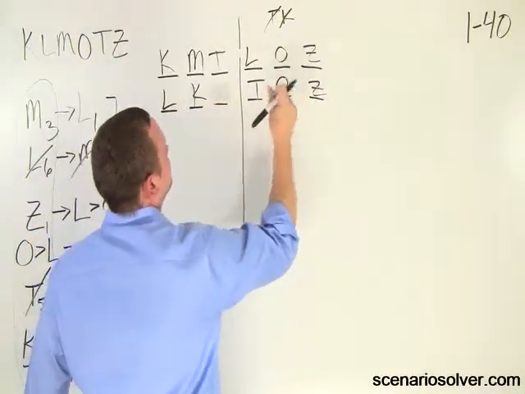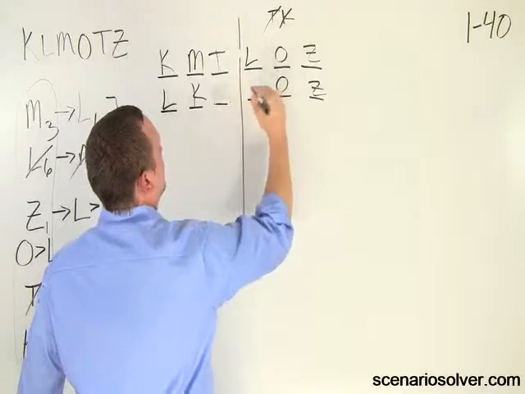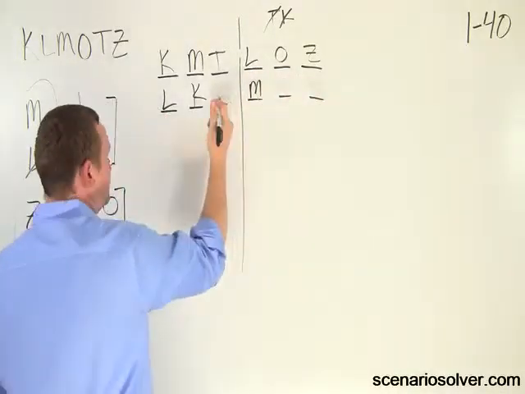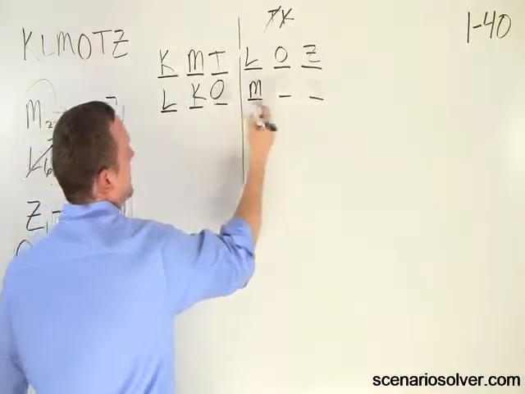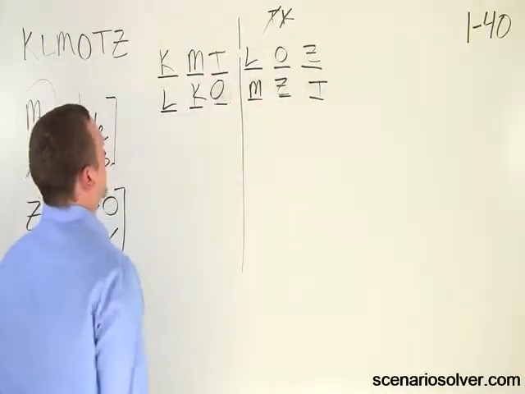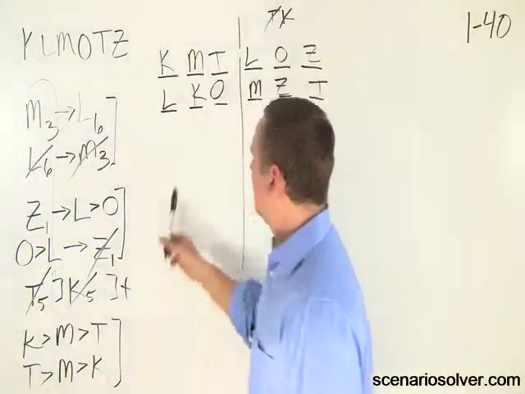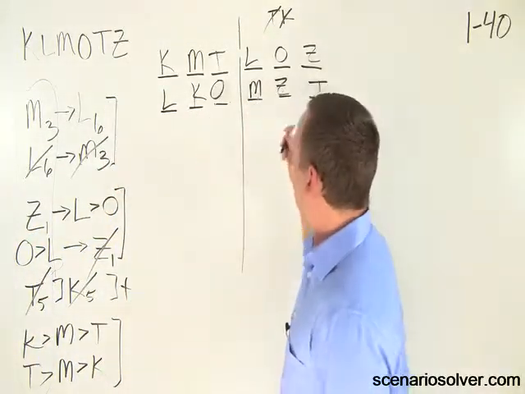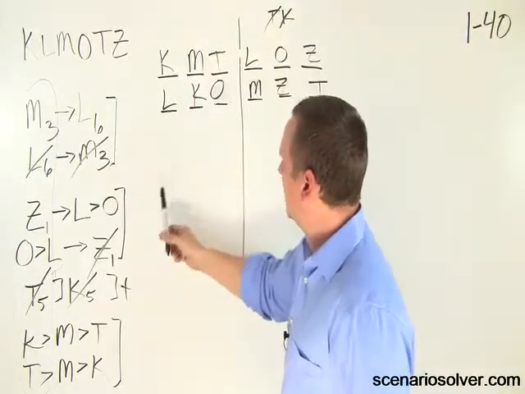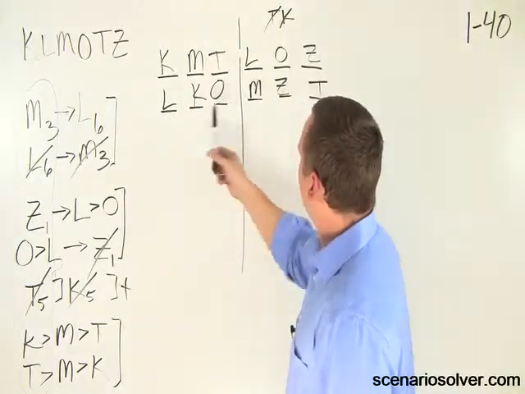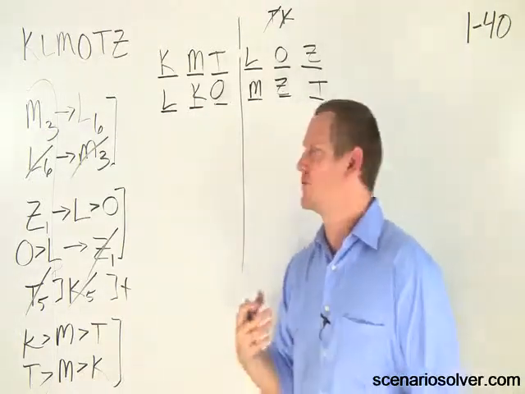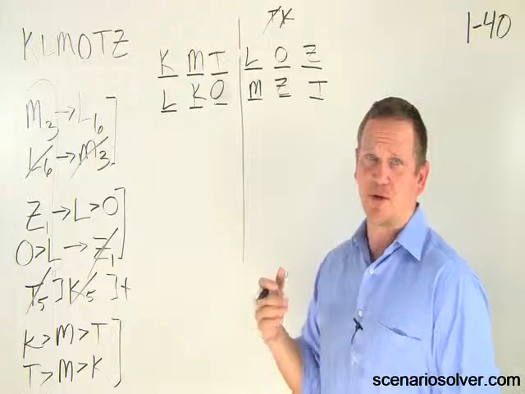If I were to put M here, I'll put O here, K, M, T here, and then who am I left with? Z. So that would work. Let me just make sure M is not third, L is not sixth, Z is not first. I don't have O before L, and then I have my KMT. So this works.